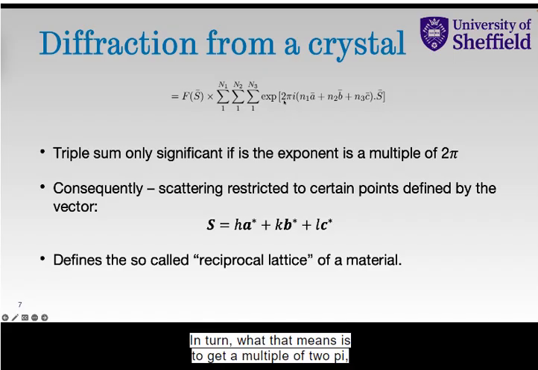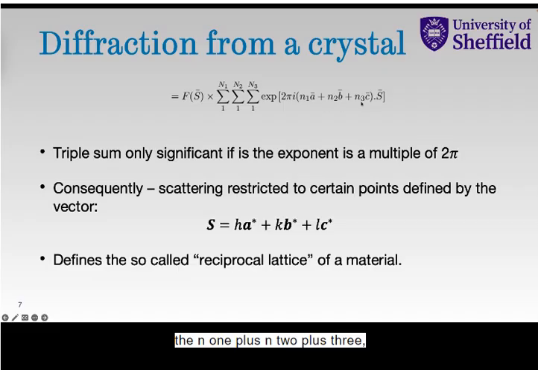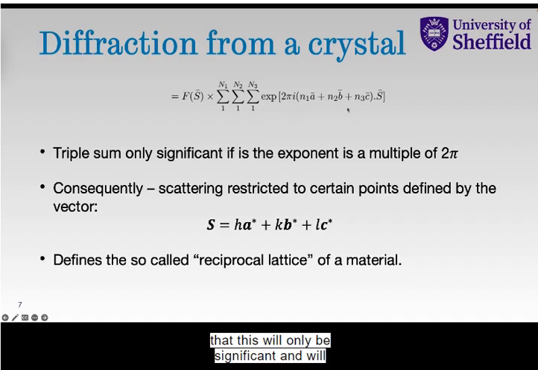In turn, to get a multiple of 2 pi, this part of the expression here, the n1a plus n2b plus n3c dot s, must be an integer. Consequently, we will only get scattering if s is restricted to a series of points defined by this expression here. And this defines the so-called reciprocal lattice of the material. You can do the full derivation and show that mathematically and work that out as we've done here.